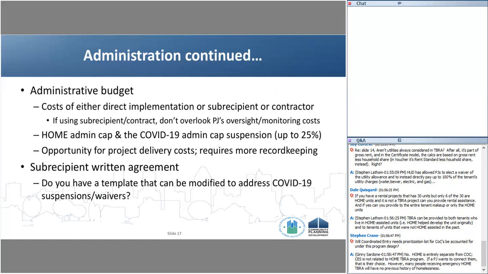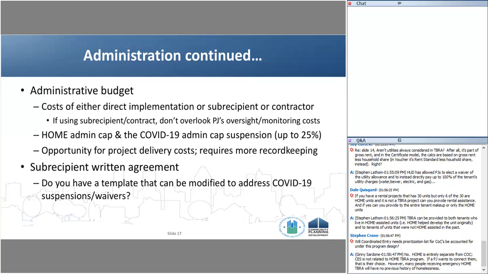That brings me back around to the administrative budget that Steve was referring to just a few minutes ago. Obviously, it includes the cost of direct implementation by the PJ, but it could also include the costs of the subrecipient or contractor. And in addition, as I've just mentioned, even if you have chosen to designate a subrecipient or contractor, do not overlook your responsibilities for oversight and monitoring of that activity.